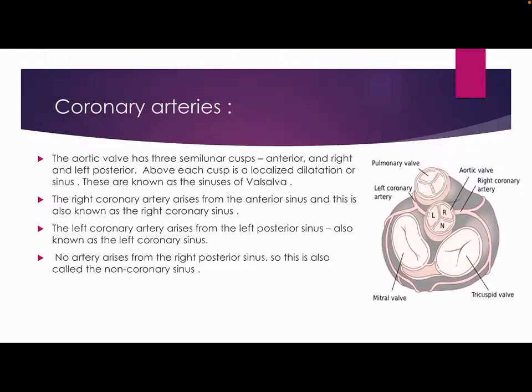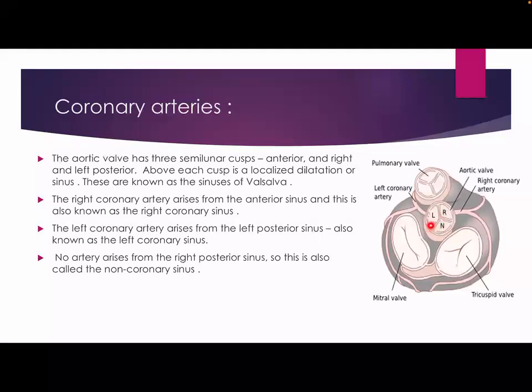Coronary arteries. The aortic valve has three semilunar cusps, as I mentioned before, one anterior and two posterior, right and left. Above each cusp, there is a localized dilatation known as a sinus of Valsalva. The coronary arteries originate from these sinuses. The right coronary artery arises from the right anterior sinus, while the left coronary artery arises from the left posterior sinus. No coronary artery arises from the right posterior sinus, and this is known as the non-coronary sinus.